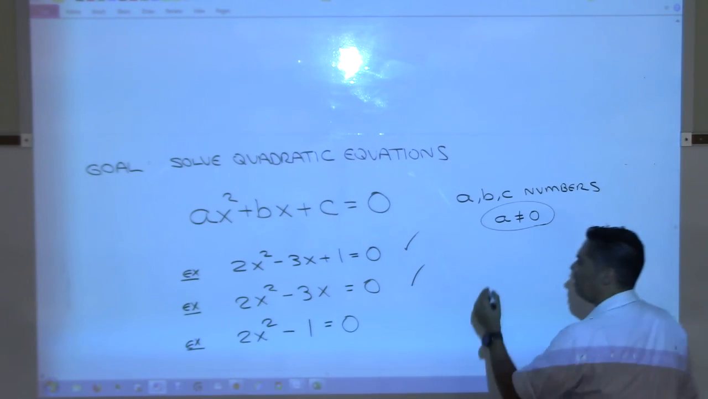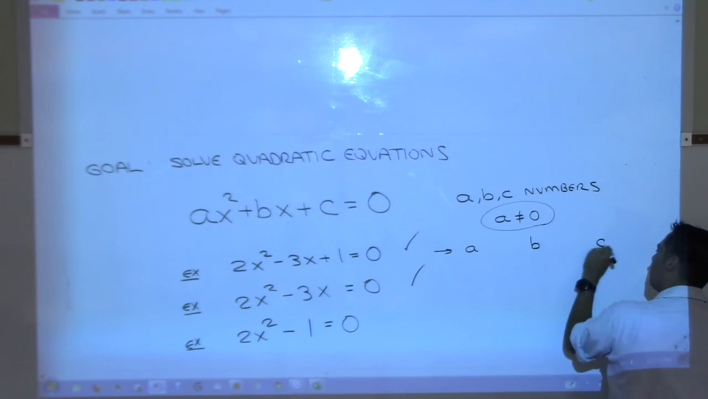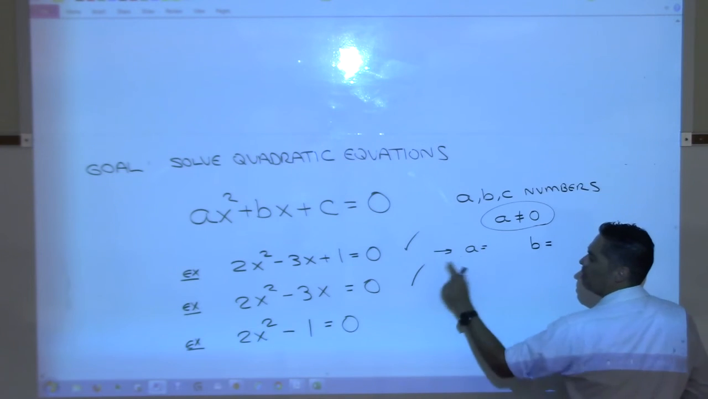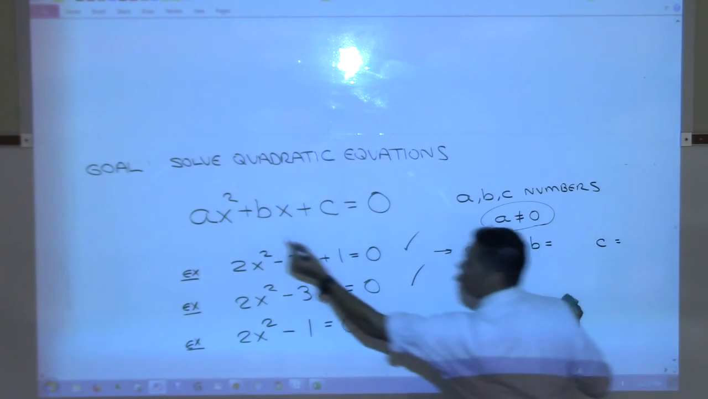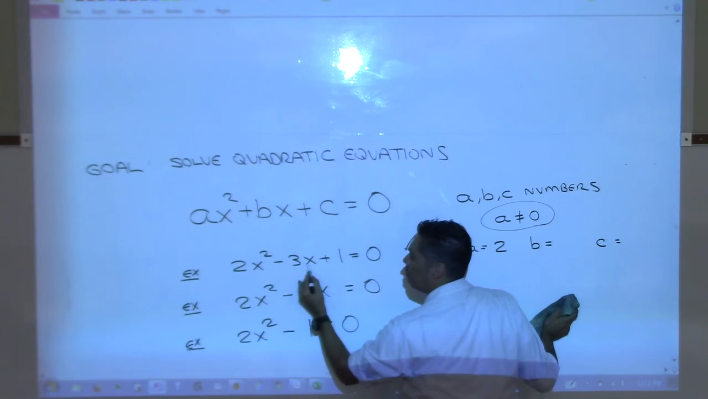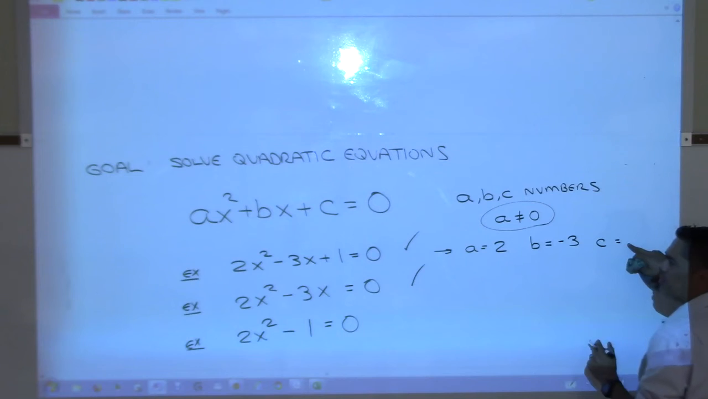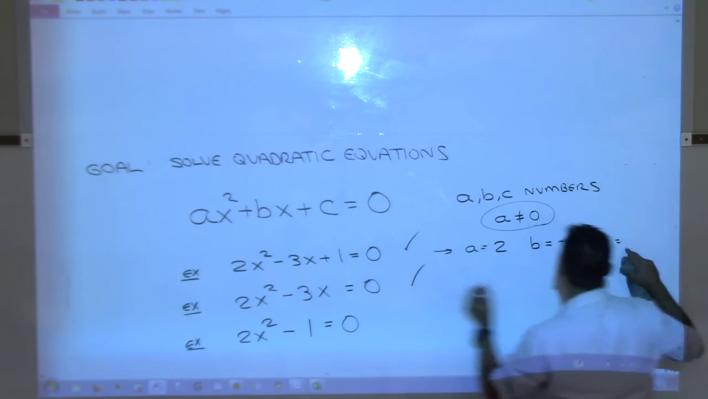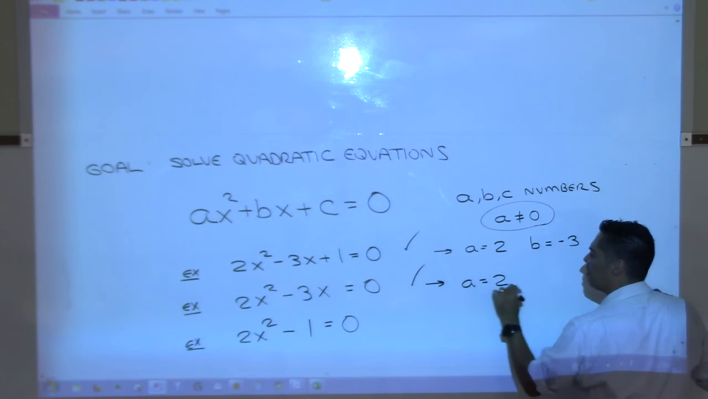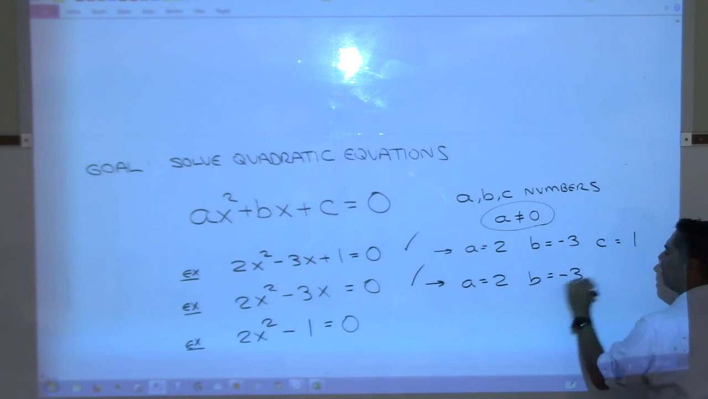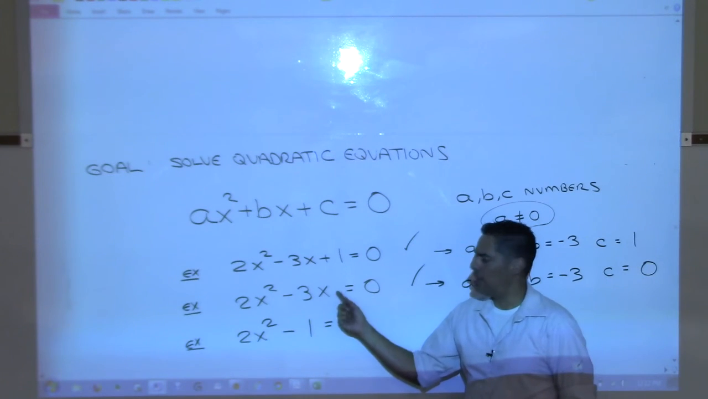Let me list out a different way. For this one, what would A be, what would B be, and what would C be for that first problem? For this problem right here, what's A? 2, just the 2. It's the number in front of x squared. What's the B? What's the number in front of x? Negative 3. And then what's C? What's the number that's by itself? 1. Okay? For this one, what's A? 2. What's B? Negative 3. And what's C here? 0, because there is no C, right? It's like there's a plus 0.